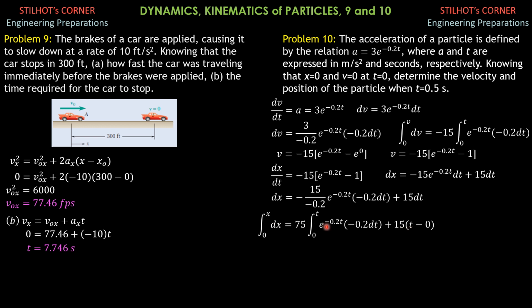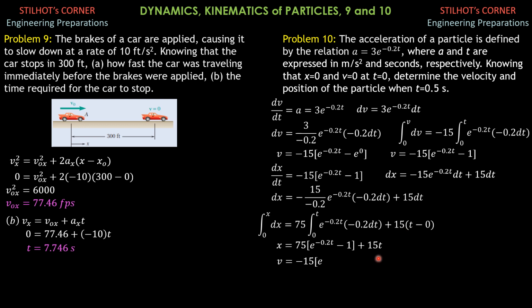Then this one is e to the u. So e to the negative 0.2t minus e to the 0, which is 1 again. So the integral of dx is just x minus 0, or x. So x equals 75 quantity e to the negative 0.2t minus 1 plus 15t. Then we can now compute the velocity and the position by substituting t equals 0.5 seconds.